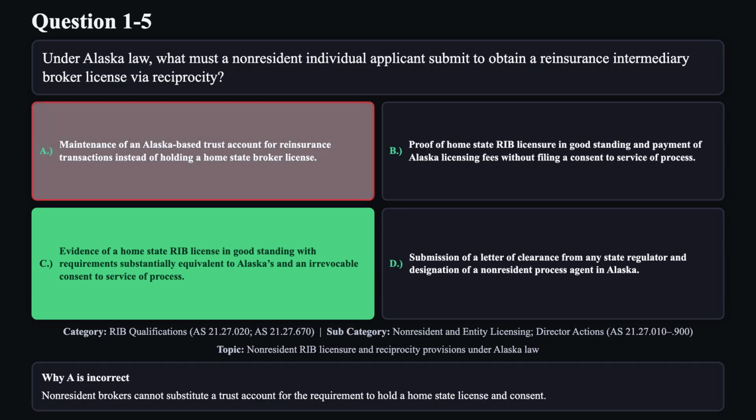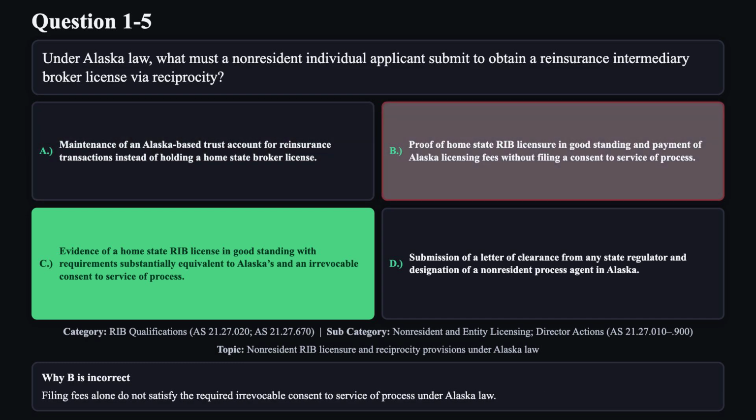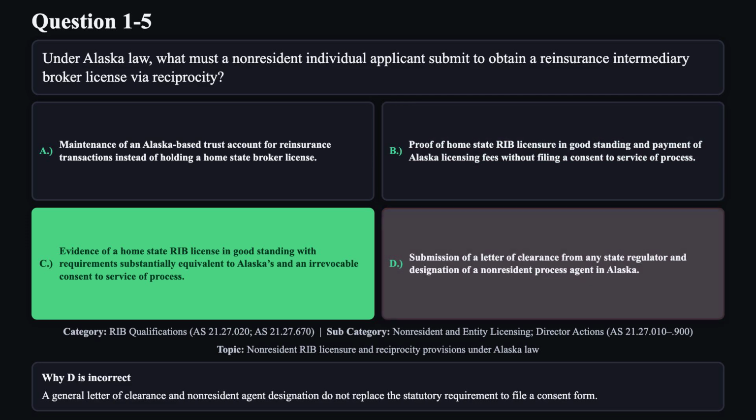Reason A is not correct. Non-resident brokers cannot substitute a trust account for the requirement to hold a home state license and consent. Reason B is not correct. Filing fees alone do not satisfy the required irrevocable consent to service of process under Alaska law. Reason D is not correct. A general letter of clearance and non-resident agent designation do not replace the statutory requirement to file a consent form.